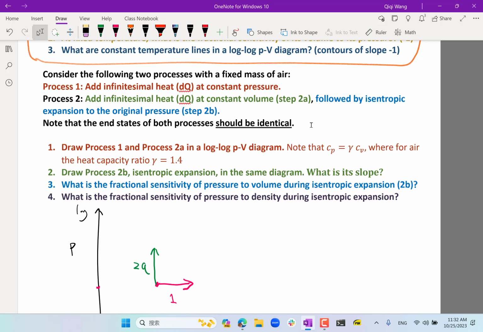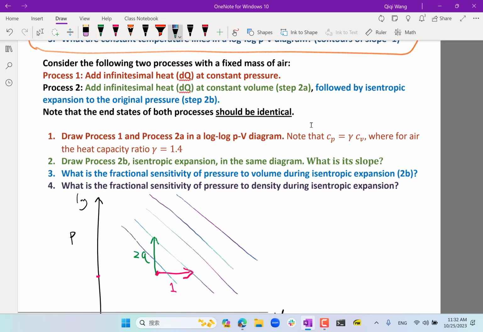Now remember, what are the constant temperature lines? The constant temperature lines, let's use this color. The constant temperature lines are lines of -1 slope, right? So is what I'm drawing correct? Can the two processes end at the same constant temperature line? No, right? So which line should actually be longer than what I'm drawing right now? The green line needs to be longer, right? Because the green line actually raises the temperature by more. So what I should be drawing is this.